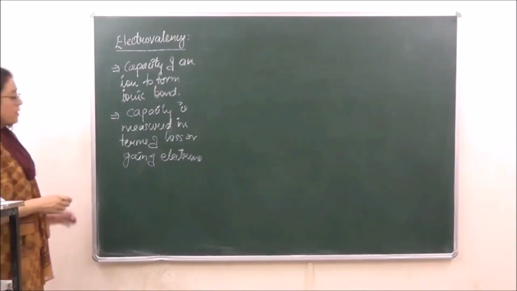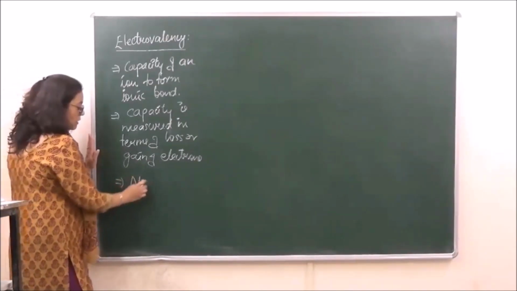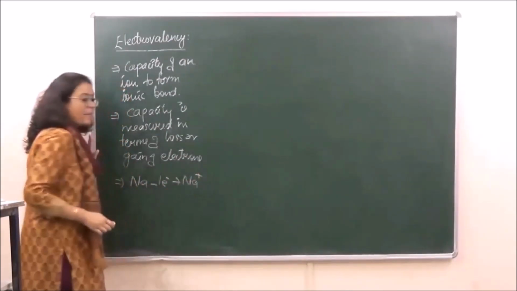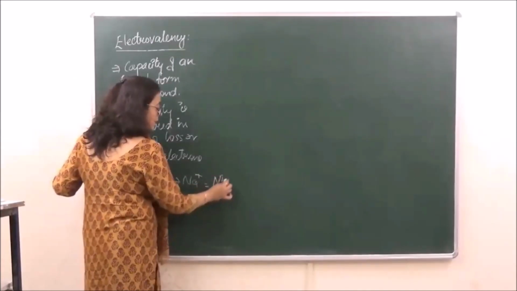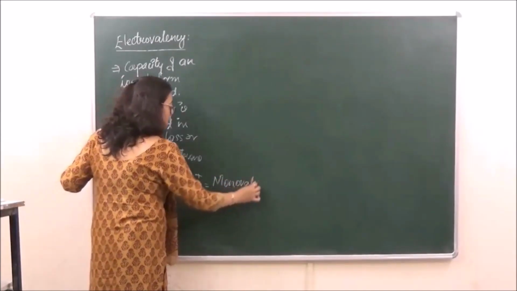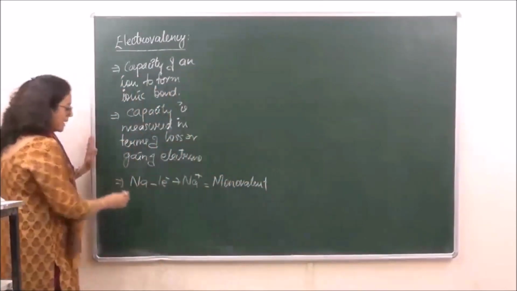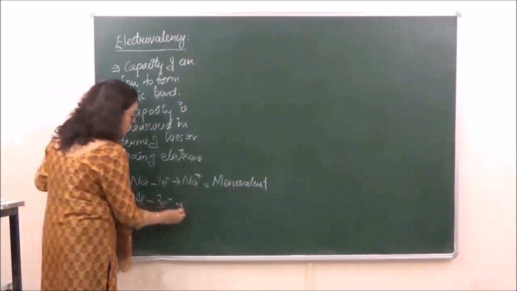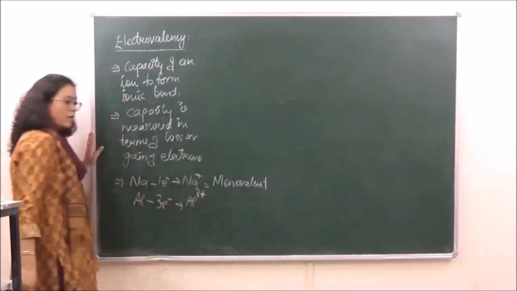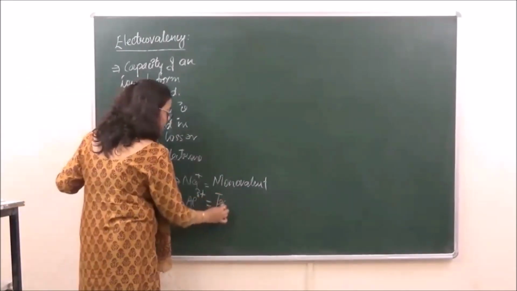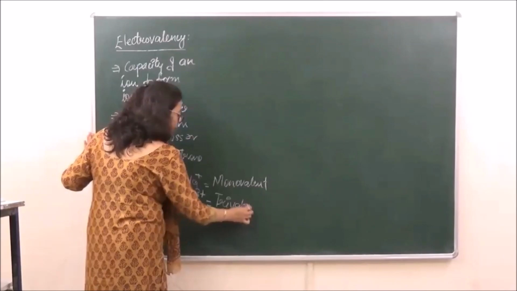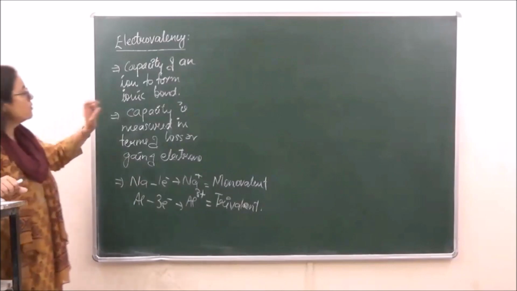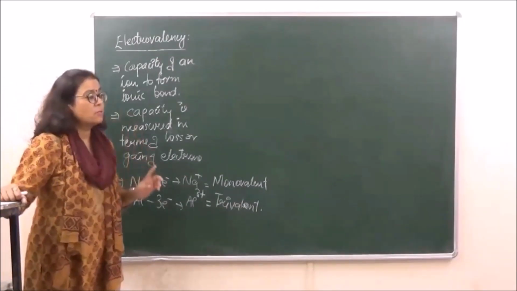For example, if we are talking of sodium, we know that sodium has a capacity to lose one electron. Therefore, we say that sodium is monovalent in nature. Right? In a similar manner, aluminium has a tendency to lose 3 electrons. Okay? So we say that aluminium is trivalent in nature.